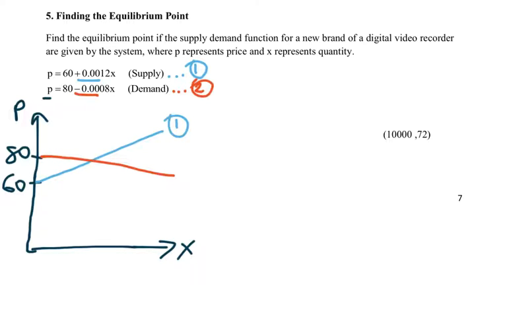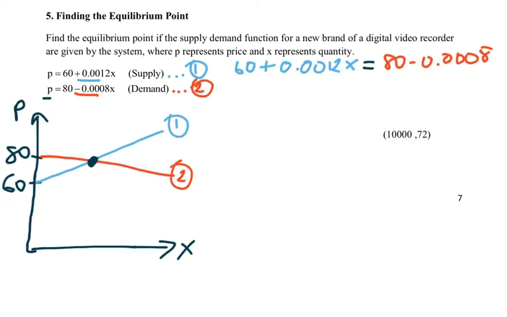So what we're looking for is this point here where supply and demand are equal. And that's exactly what we're going to be doing with our algebra. We're going to make these two equations equal, since they're both equal to p. We can say that 60 plus 0.0012x is going to be equal to the demand at this point. The demand was 80 minus 0.0008x.